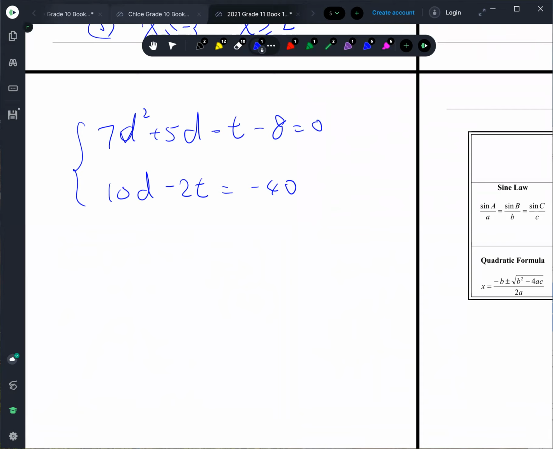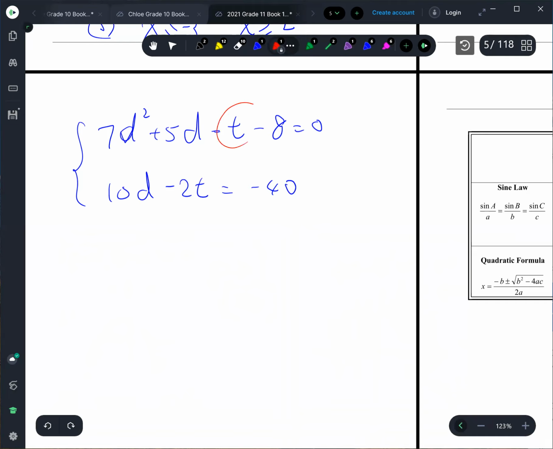I don't know how to do this question. Okay. Substitute means you want to sub one equation into the other one, right? So you need to first isolate a variable. Do you want to isolate D or isolate T? Which one will be an easier way to isolate? T, from the first equation. Sure, okay, so let's isolate the T from there. What do you get?